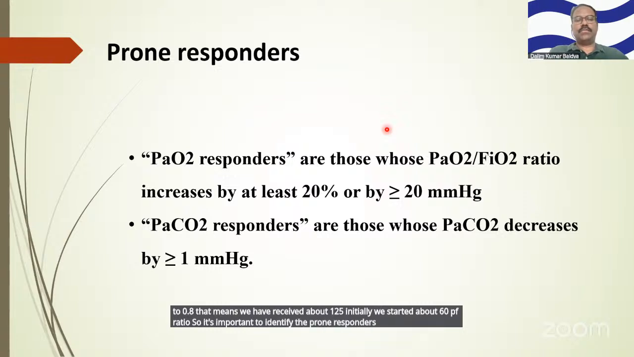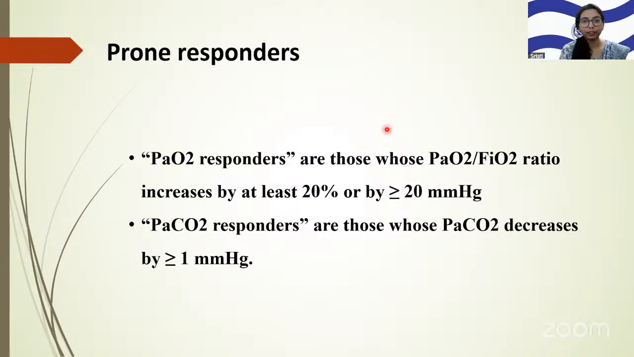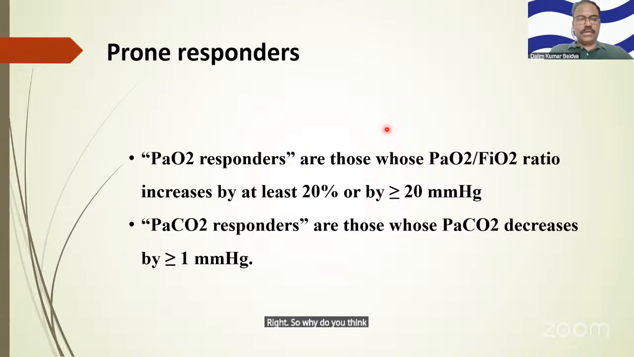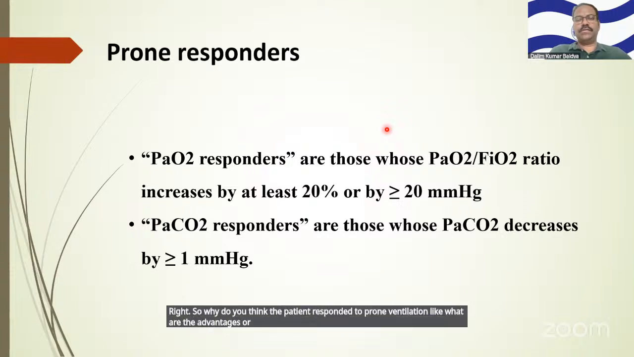So how do you classify prone responders, Srishti? So, PaO2 responders are those whose PF ratio increases by at least 20% or by more than or equal to 20 millimeters of mercury. And PaCO2 responders are those whose PaCO2 decreases by more than or equal to 1 millimeter of mercury. Right. So, why do you think the patient responded to prone ventilation? What are the advantages or mechanisms by which prone ventilation helped in this patient, Srishti?